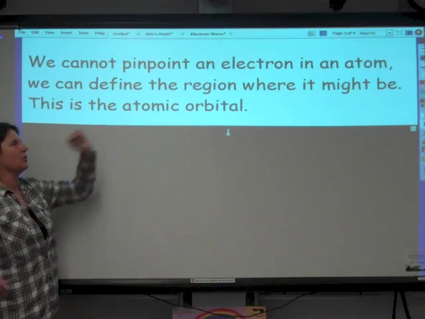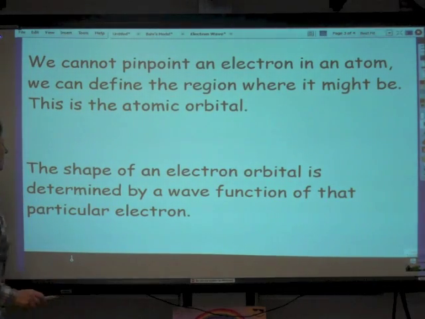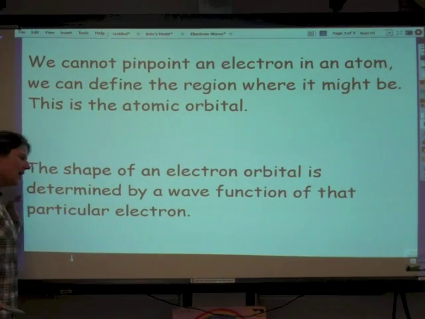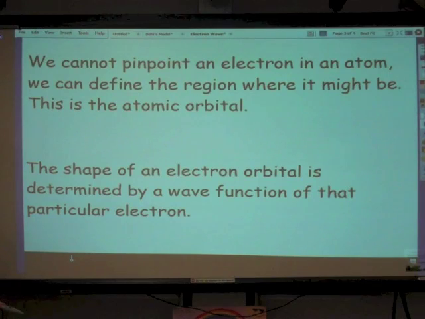So how do we define the region where the electron might be? How do we define the atomic orbital? Well, the shape of an electron orbital, the region where it could be, is determined by a wave function of that particular electron. And that has everything to do with the amount of energy that electron possesses. So Bohr was right in saying that electrons inhabit these ever-distant orbits from the nucleus, and that in order to inhabit those regions, electrons have to have a very distinct amount of energy. They must possess a distinct amount of energy.